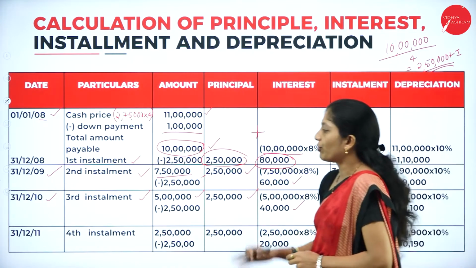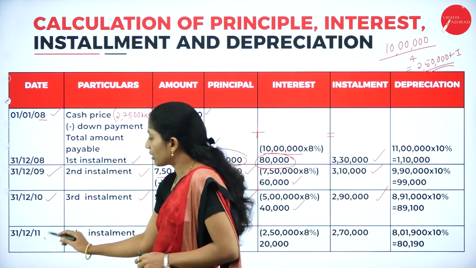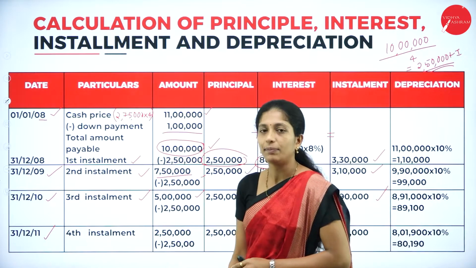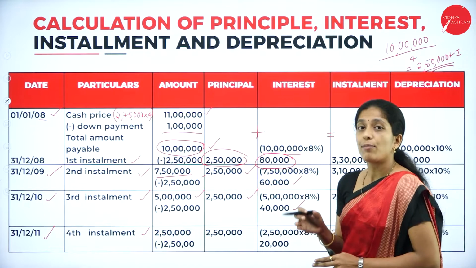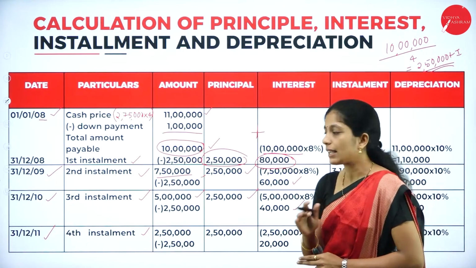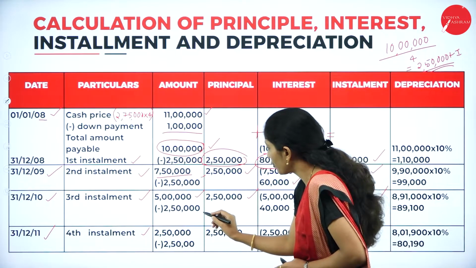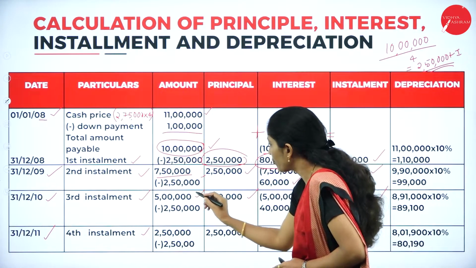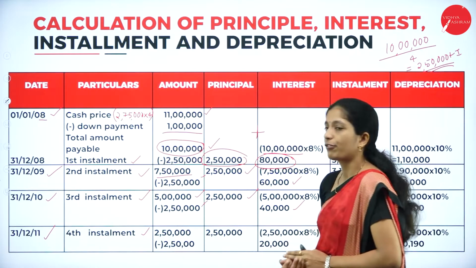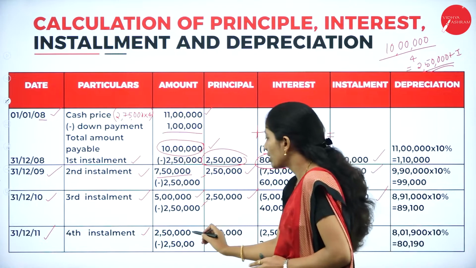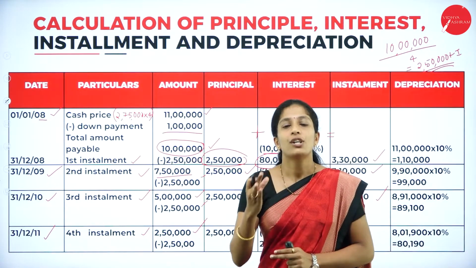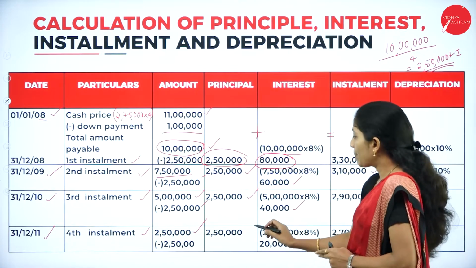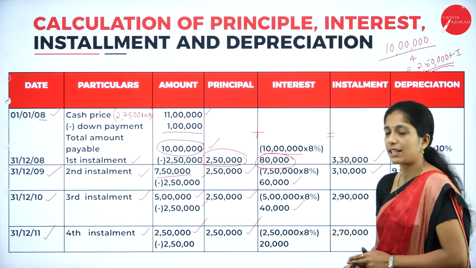In the same way for the fourth year, the fourth installment is on 31st December 2011. Now what you have to do? The amount payable in the third year was 5 lakh and we have paid this 2,50,000. So 5 lakh minus 2,50,000, we'll get how much? 2,50,000. So the amount payable in the fourth year is 2,50,000, and the principal remains the same, 2,50,000.